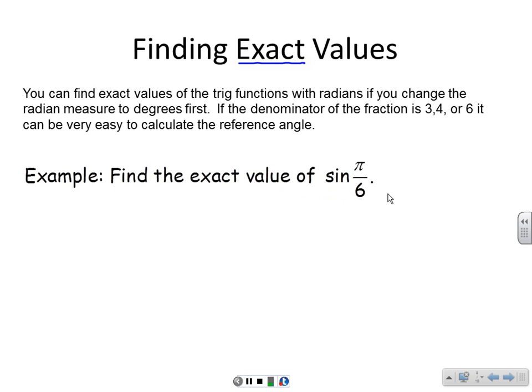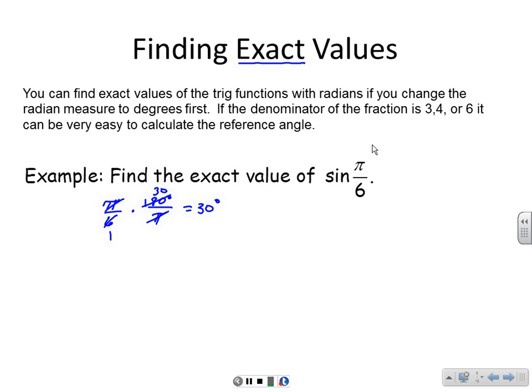Find the exact value of sine pi over 6. And if you put that in your calculator, you're going to get a decimal, and we do not want that. So what we're going to do is turn pi over 6 into degrees. So we want degrees on top. Pi's are going to cancel out. 6 will go into itself one time, and this will go 30, and so you're going to get 30 degrees.